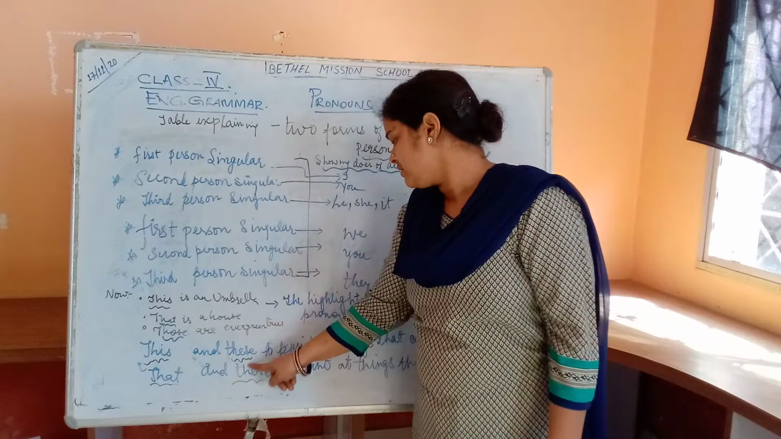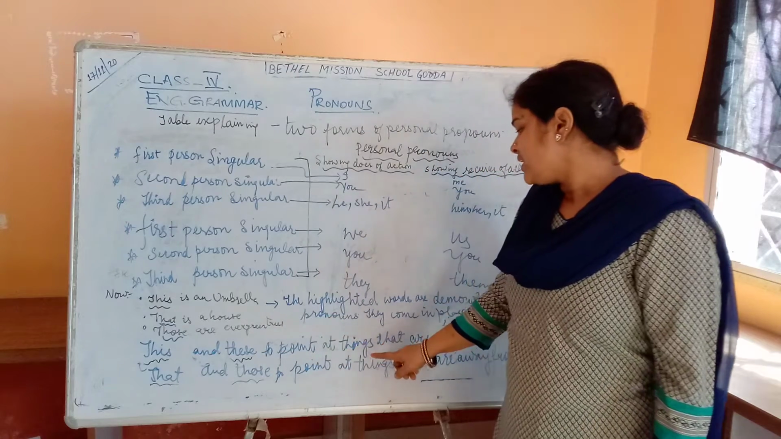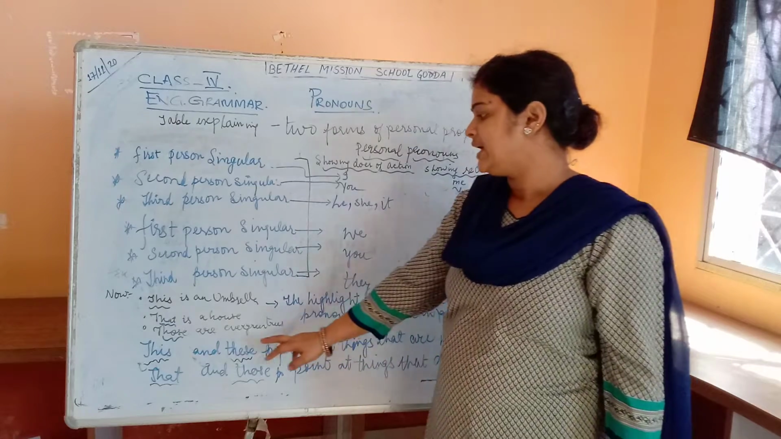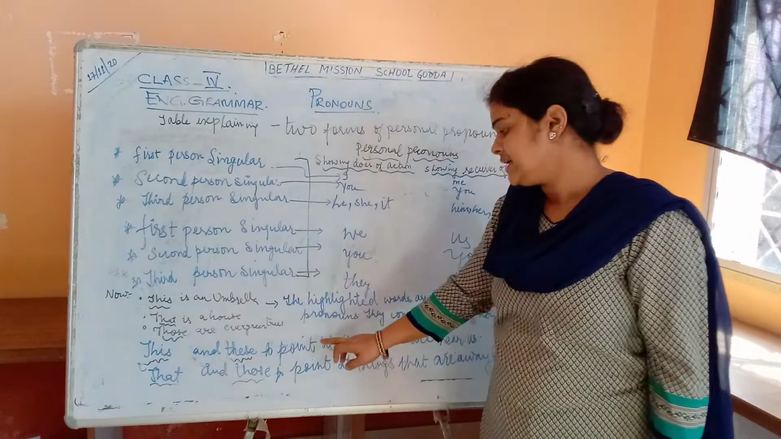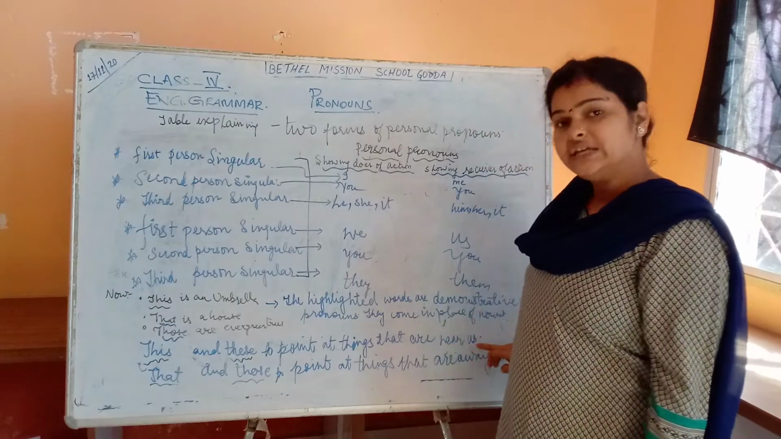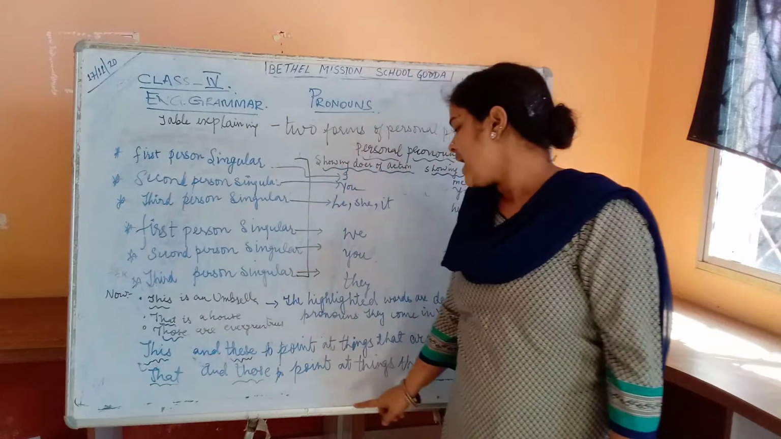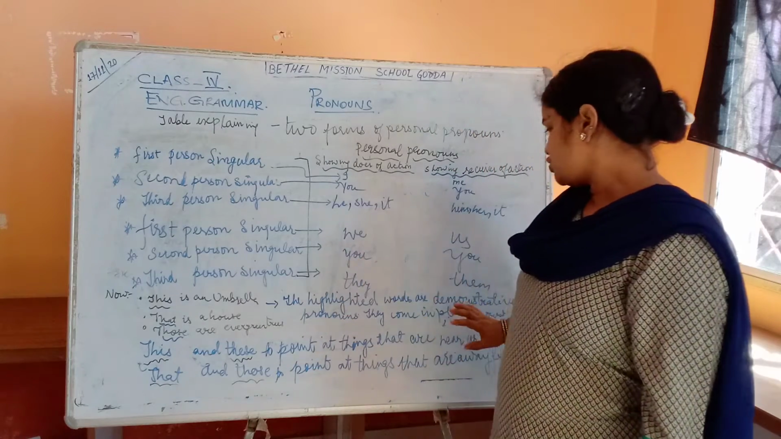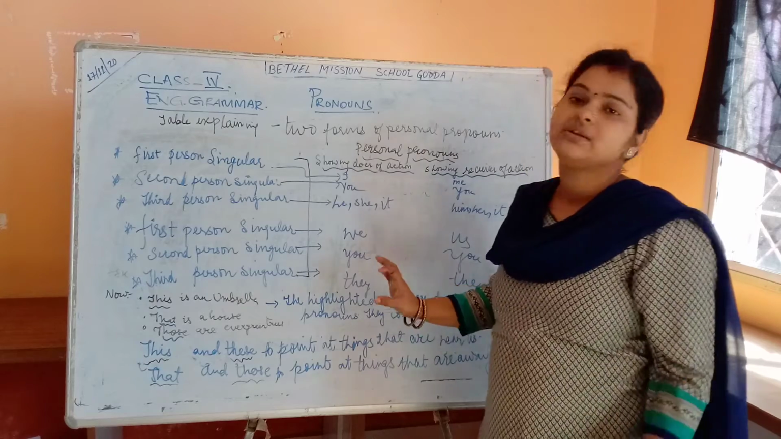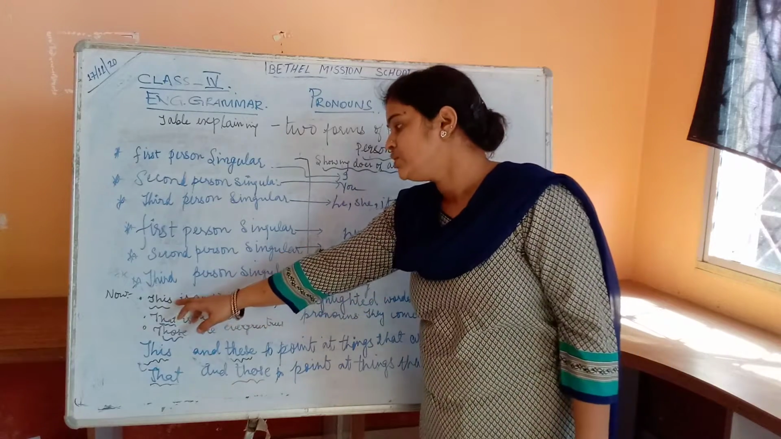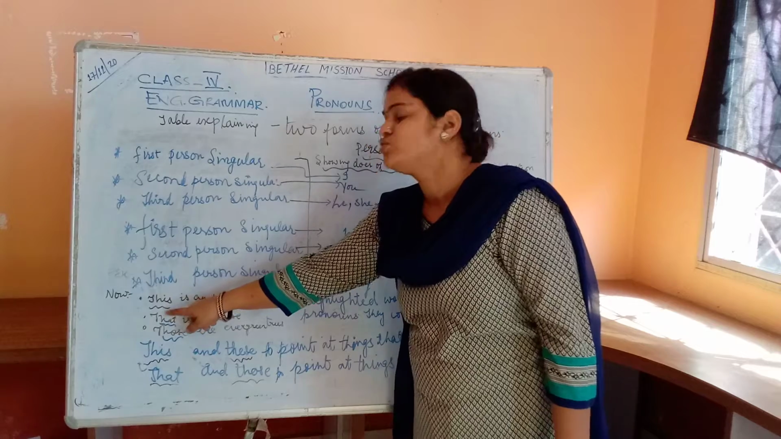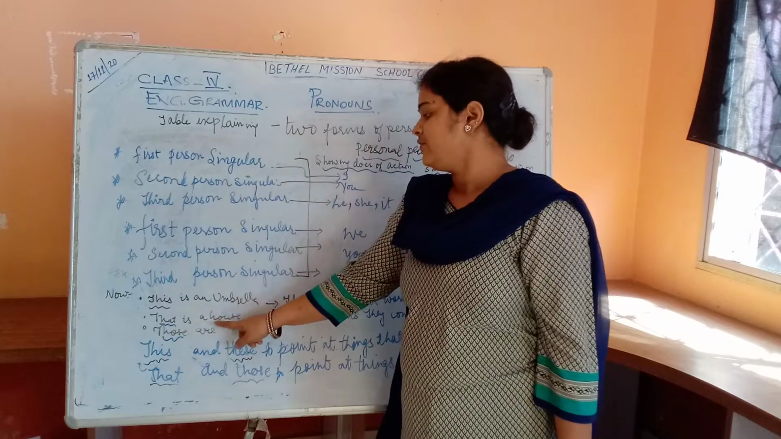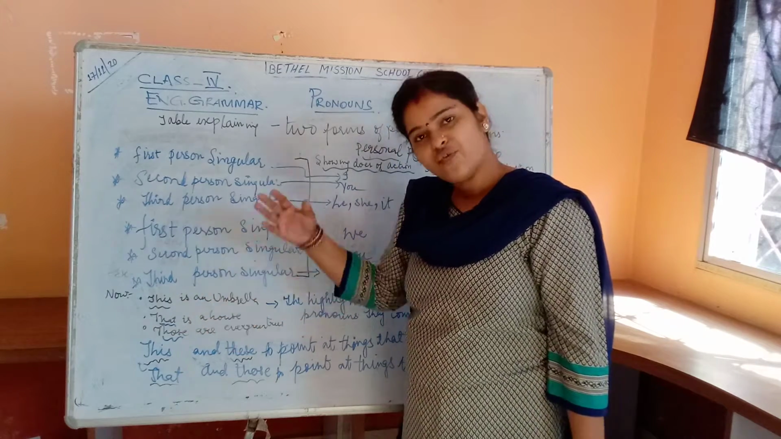This and these are used to point out things that are near us. That and those are used to point out things that are away from us. Likewise, when we use demonstrative pronouns in a sentence, this is an umbrella is used to point out the thing nearby, and that is used to point at the thing which is far.